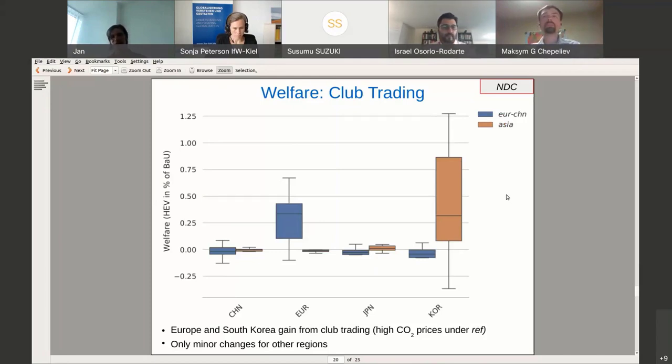So there are, in this case, minor effects on these international fuel markets that they benefit from, but these direct cost saving effects from emission trading are still there. Whereas we see again that China is rather indifferent about these different trading options.